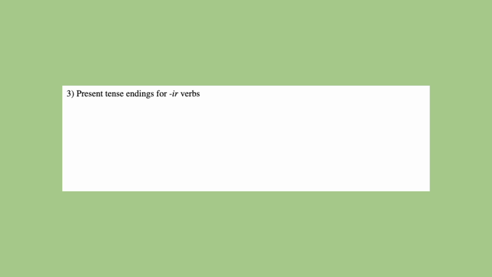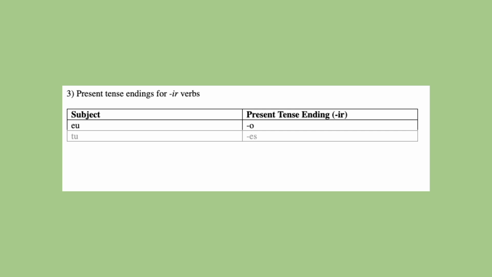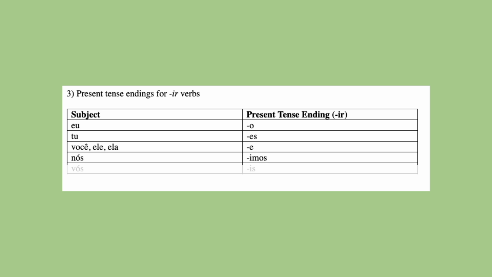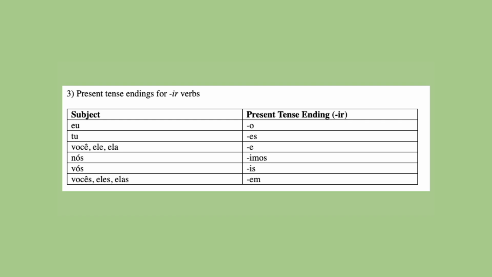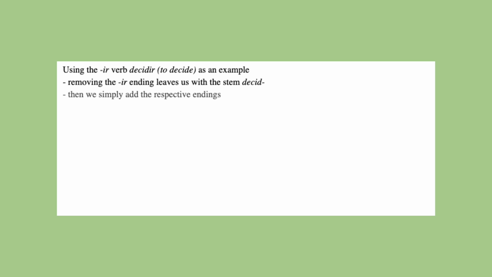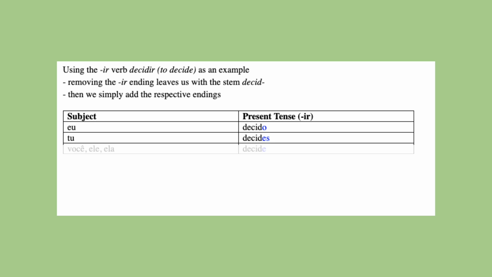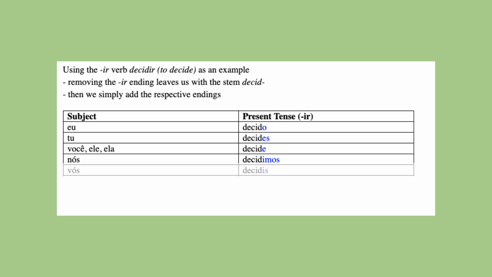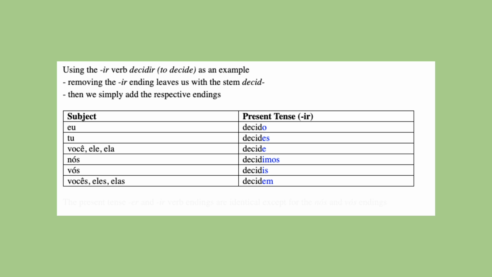And the present tense endings for IR verbs are o, es, e, imos, is, em. So for the verb decidir, we remove the IR ending, giving us the stem decid, and to this we add the respective present tense endings afterwards. Decido, decides, decide, decidimos, decidis, decidem. And notice that the present tense ER and IR verb endings are mostly identical, with the exception of the nós and vós endings.